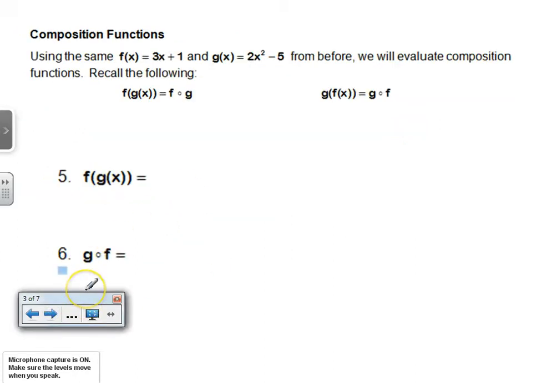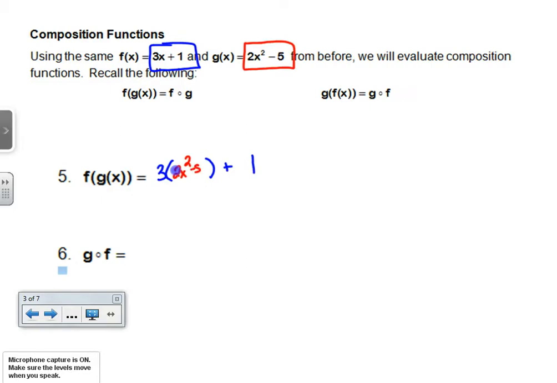Now, composition of functions is putting one function inside of another, and it does help if you use colors. So I'm going to call the f the blue function and the g the red function. So when they say put a g inside of f, f of g of x, what you do is you start with f, but where the x is located, you're going to leave a big empty space. So instead of 3x plus 1, it's 3 and then blank plus 1. Inside of that input position, we're going to put g, which is 2x squared minus 5. And then of course we're going to need to simplify that.